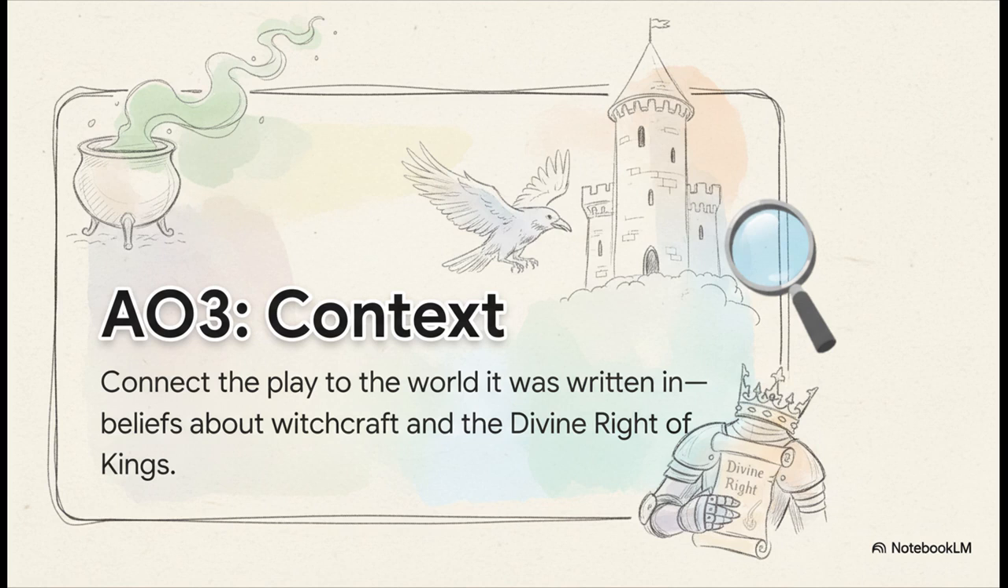Then we have AO3, context. This is where we zoom out a little bit. Why did Shakespeare write this play right here, right then? You've got to connect your ideas to the world of King James I, a time when people were genuinely terrified of witches and believed the king was chosen by God.